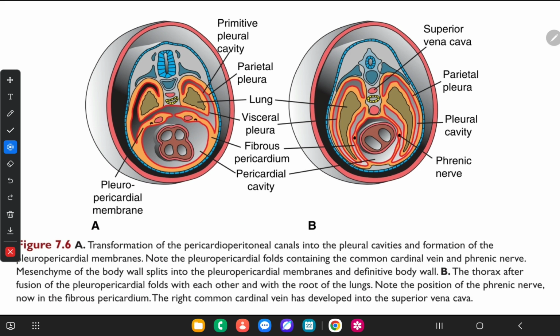Before going into the formation of the diaphragm, here you can see the formation of the thoracic cavity and the division into pericardial and pleural cavities clearly. Here you can see the primitive thoracic cavity and the primitive pleural cavities, 2 pleural cavities, and here the pericardial cavity is there.